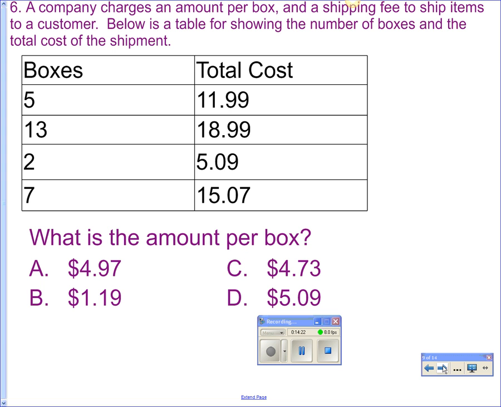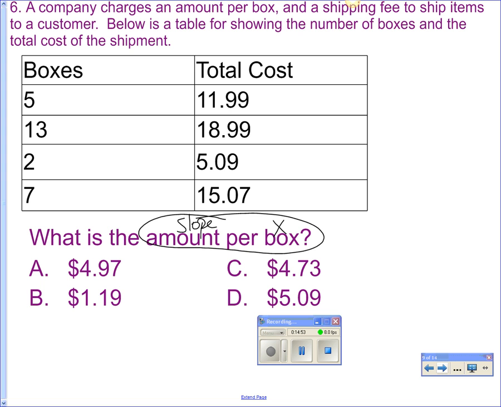Good. Andrew, amount per box. What does that make you think of? Yes, got to put an X. Which one has the X, slope or y-intercept? Slope. Guys, please write the word slope next to that. It'll take you 2 seconds, and it'd make me really happy if you would write the word slope next to that.